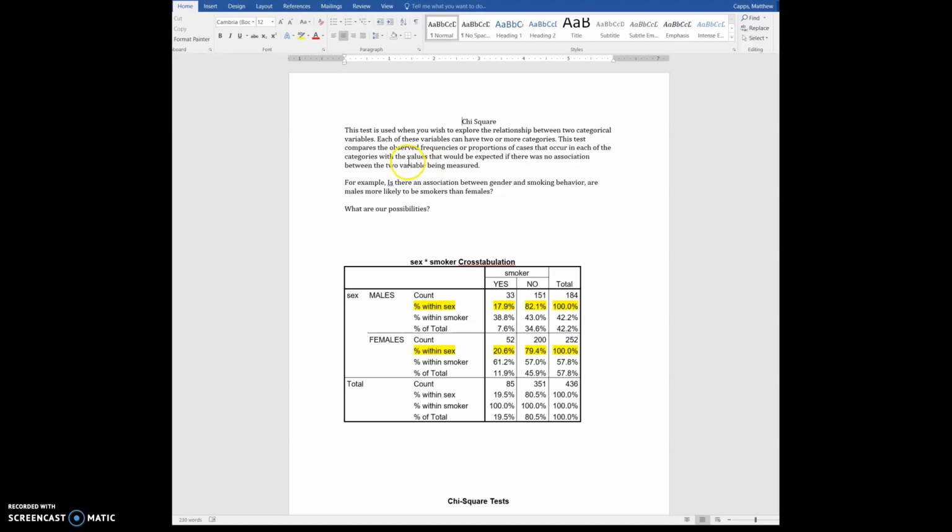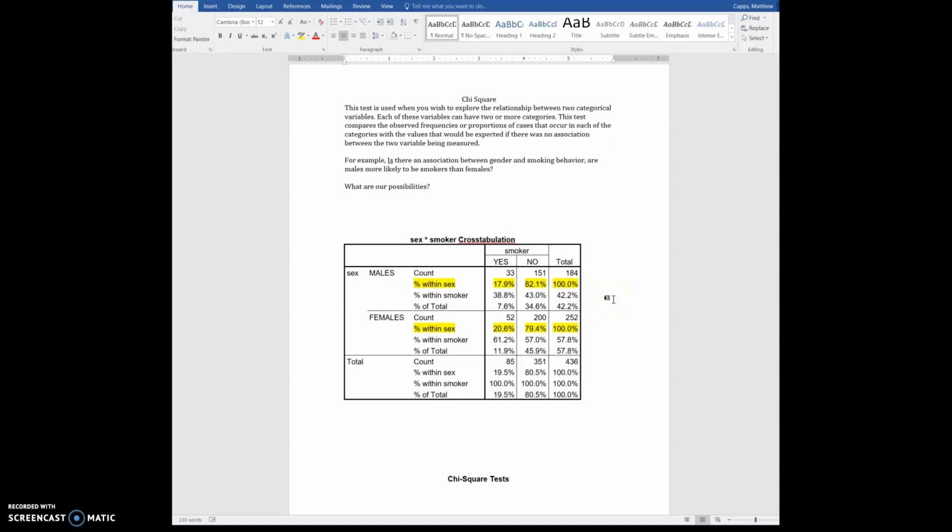The test compares the observed frequencies or proportions that occur in cases versus what it thinks should occur, or what would be expected if there were no association. So if we ask the question, is there an association between gender and smoking behavior, that being are males more likely to be smokers than females, possibilities are there's males that smoke, males that don't smoke, females that smoke, females that don't smoke, and theoretically it ought to be 50-50.